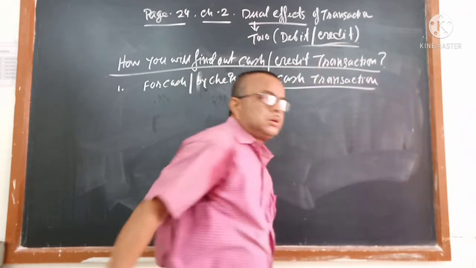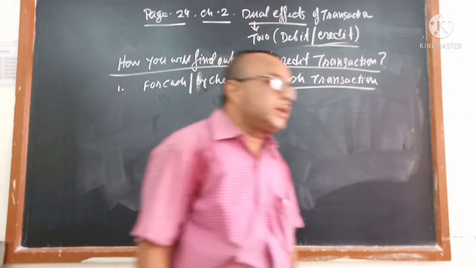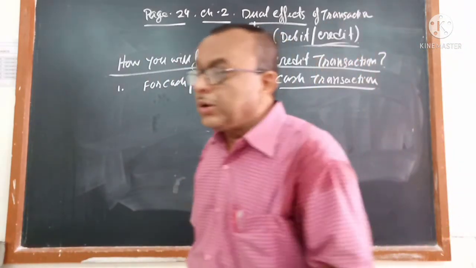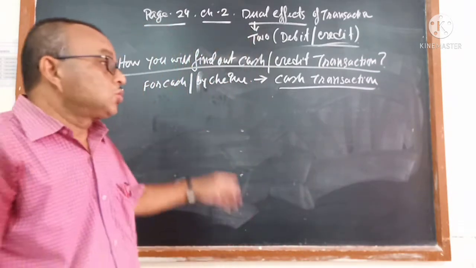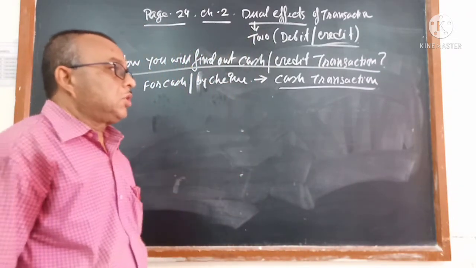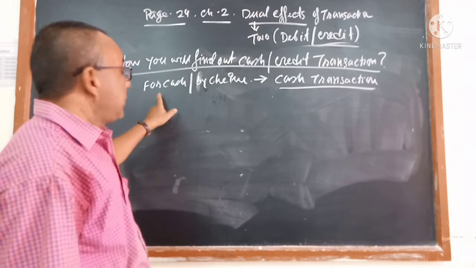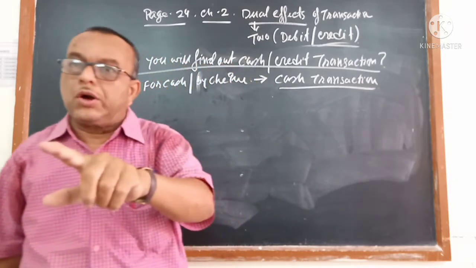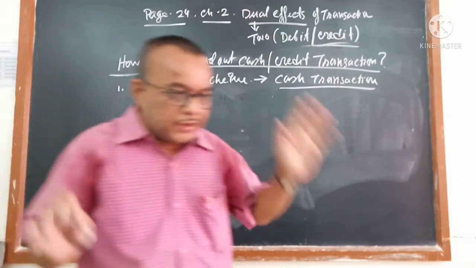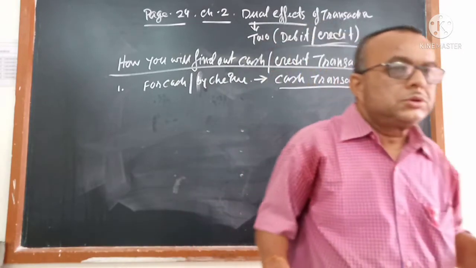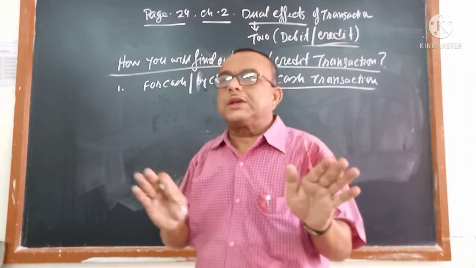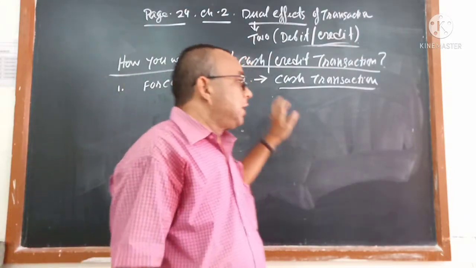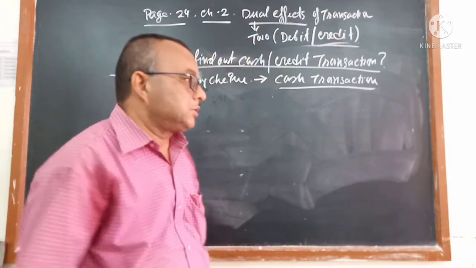Without knowing whether it is a cash transaction or a credit transaction, it will not be possible to find out the dual effect. For that, you should know whether it is a cash transaction or a credit transaction. How will you find out? The words for cash or by check, if they are there anywhere. Nothing else needs to be checked; what else is there or not there, that is not to be found out. In your English sentence, if for cash or by check is mentioned anywhere, then first preference goes to that, and it is considered a cash transaction.